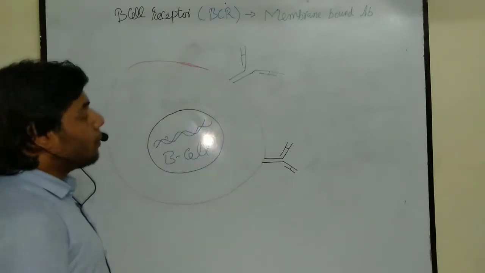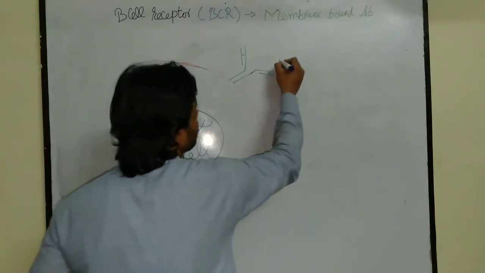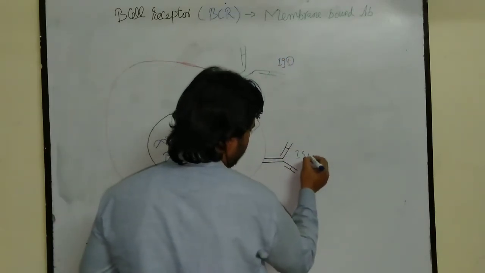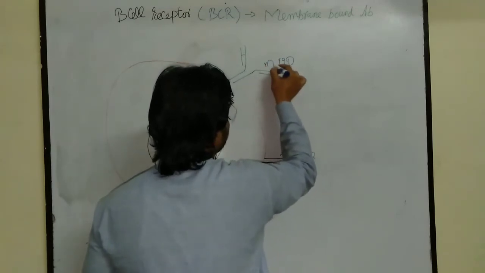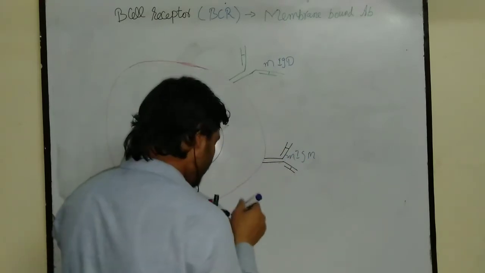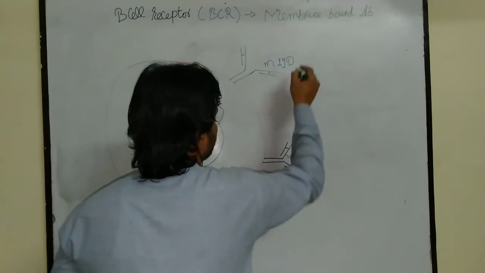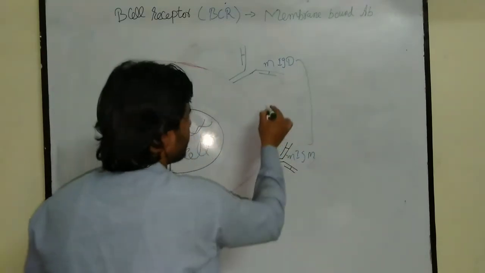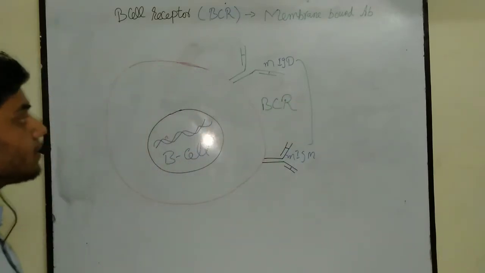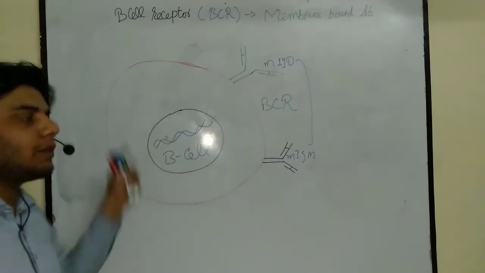Moreover, they mainly express two types of receptor, which we call IgD and IgM, meaning membrane-bound immunoglobulin delta and membrane-bound immunoglobulin mu. These two types of receptors are mainly found on the B cell surface, and these are actually the BCR, meaning B cell receptor. Remember, these B cell receptors are mainly responsible for activating the B cell.